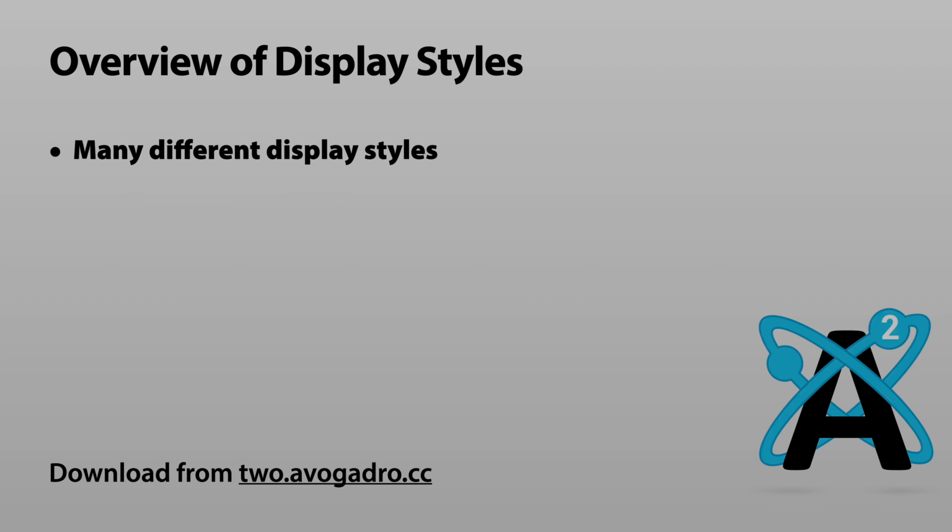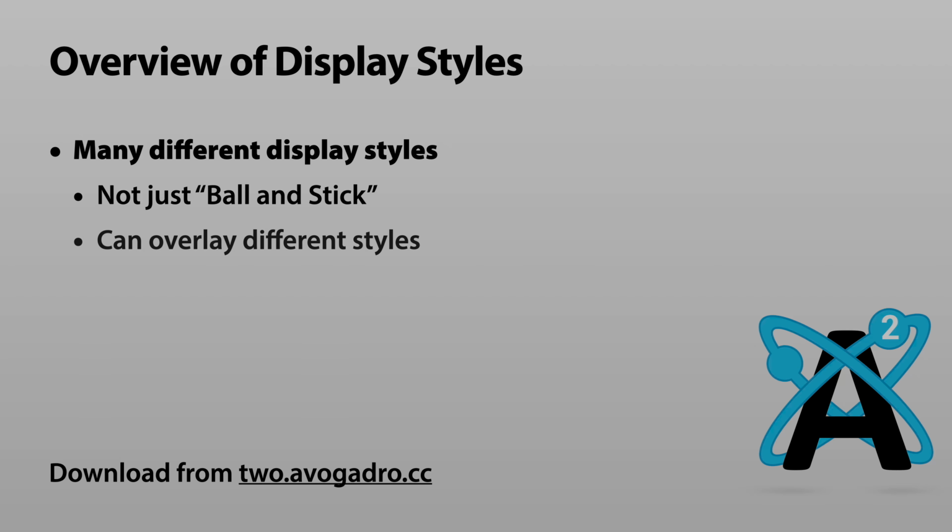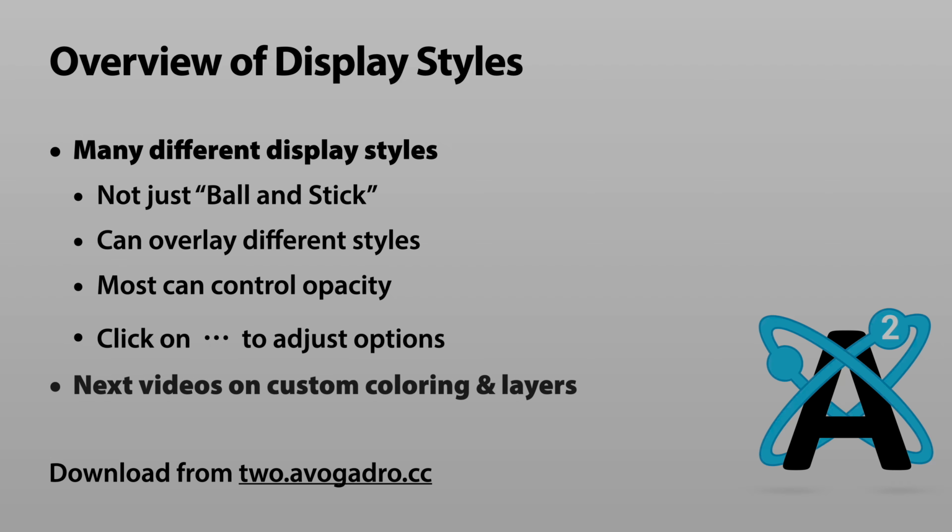Wrapping up, that's a quick overview of display styles and rendering options in Avogadro 2. In the next video, we'll cover customizing colors, custom labels, and using the new layer system to get exactly the look you want.